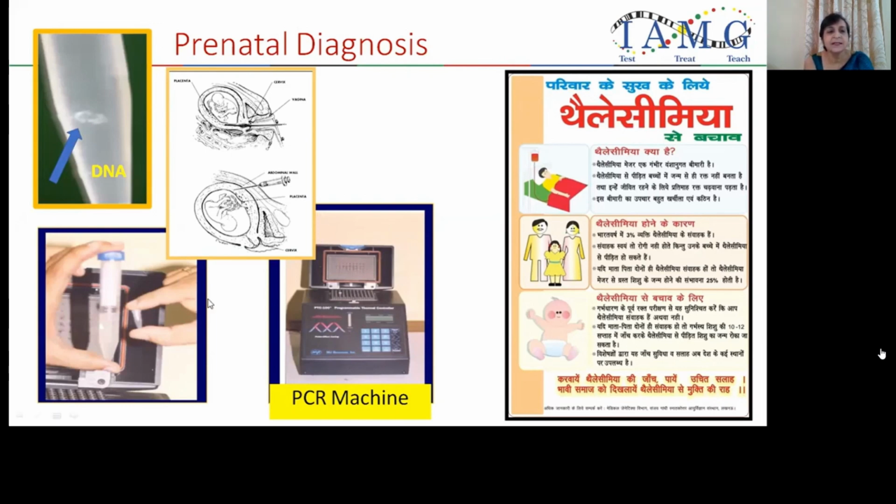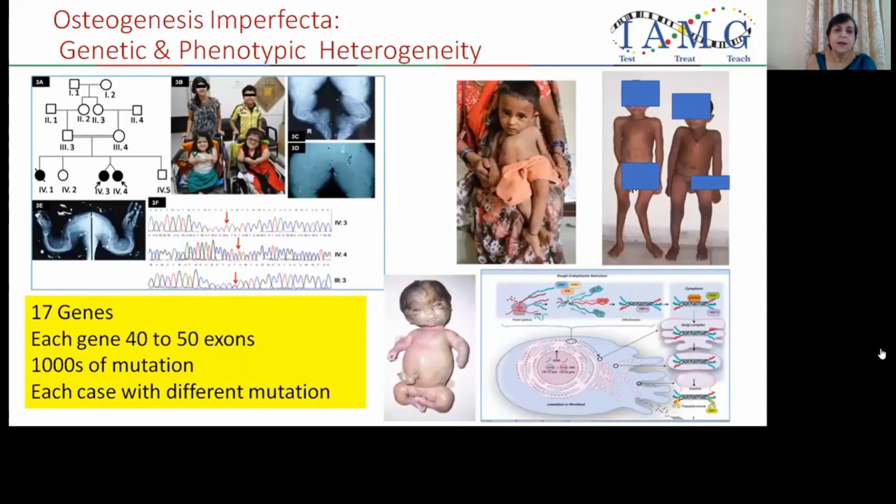These DNA-based investigations are now available at many places. For common disorders like thalassemia, it's time that India should have a program for population-based screening and prevention, for total eradication of thalassemia major. What we saw for thalassemia, that mutation detection is important for prenatal diagnosis.